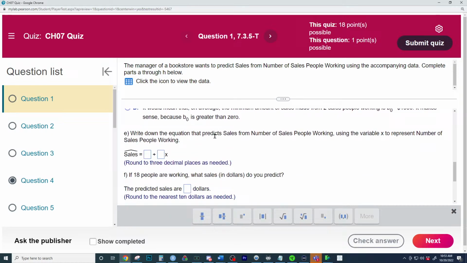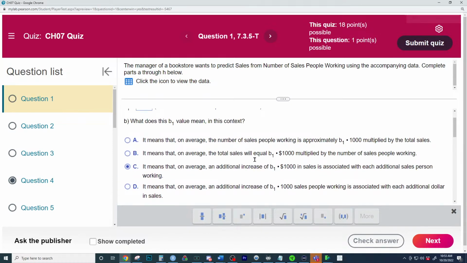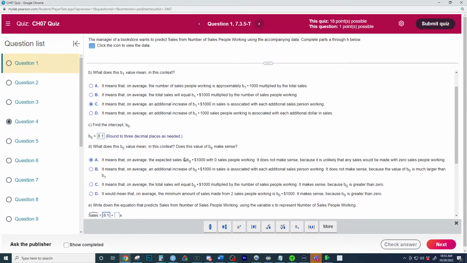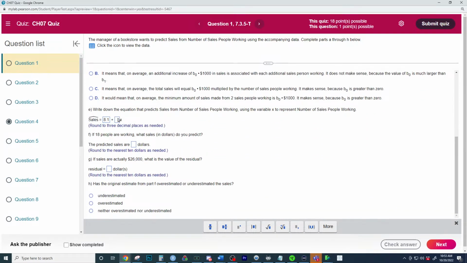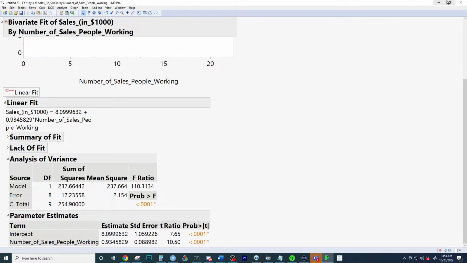Write down the equation that predicts the number of sales from salespeople working. Wait, I thought we just did that. Do we not write the equation? Oh, yeah, okay. We did. All we do is take B0 right here and drop it in, and we take B1, and make sure to round them. It wants it rounded to 3 decimals. Remember, we literally are just taking the values from B0 and B1 respectively, which are seen right here.